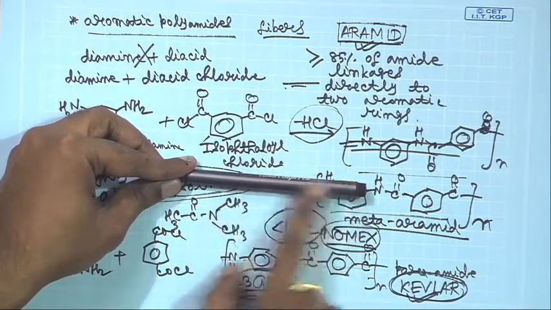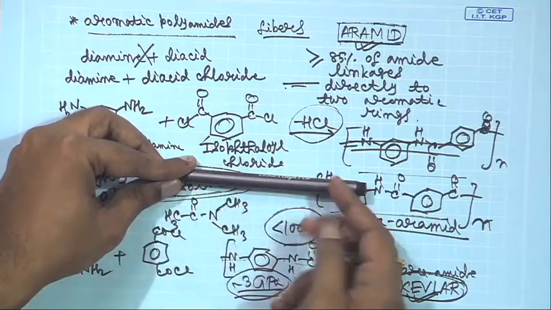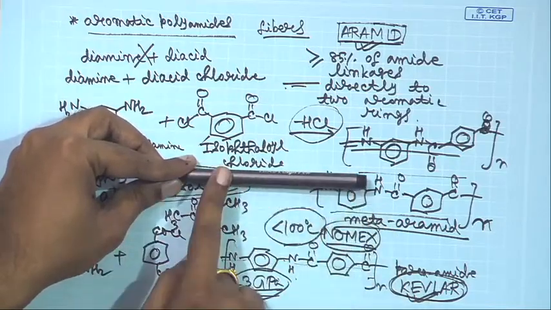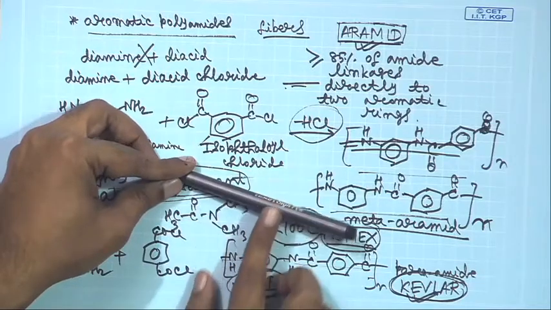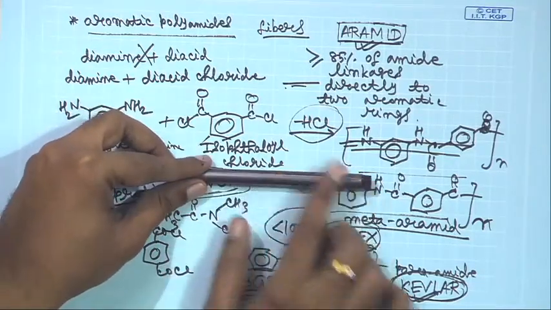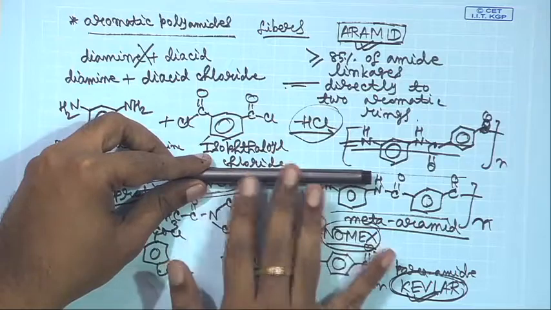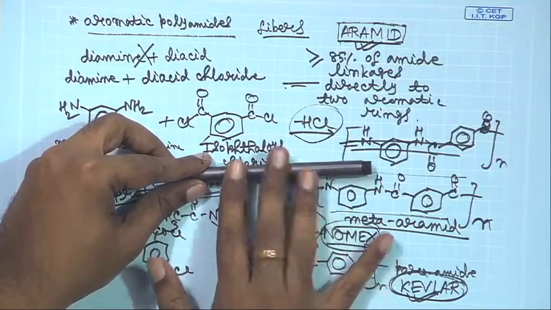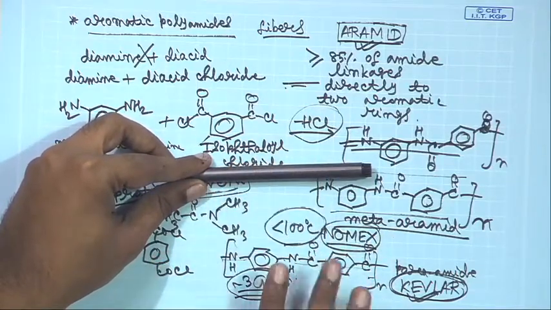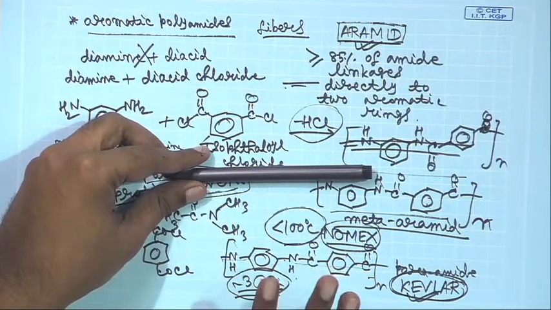That is why your mechanical properties will be enhanced along the length of the chain, and they will not be that much enhanced along the transverse direction. That is why it will have highly anisotropic property. Your para aramid fibers, or Kevlar, will have highly anisotropic property.